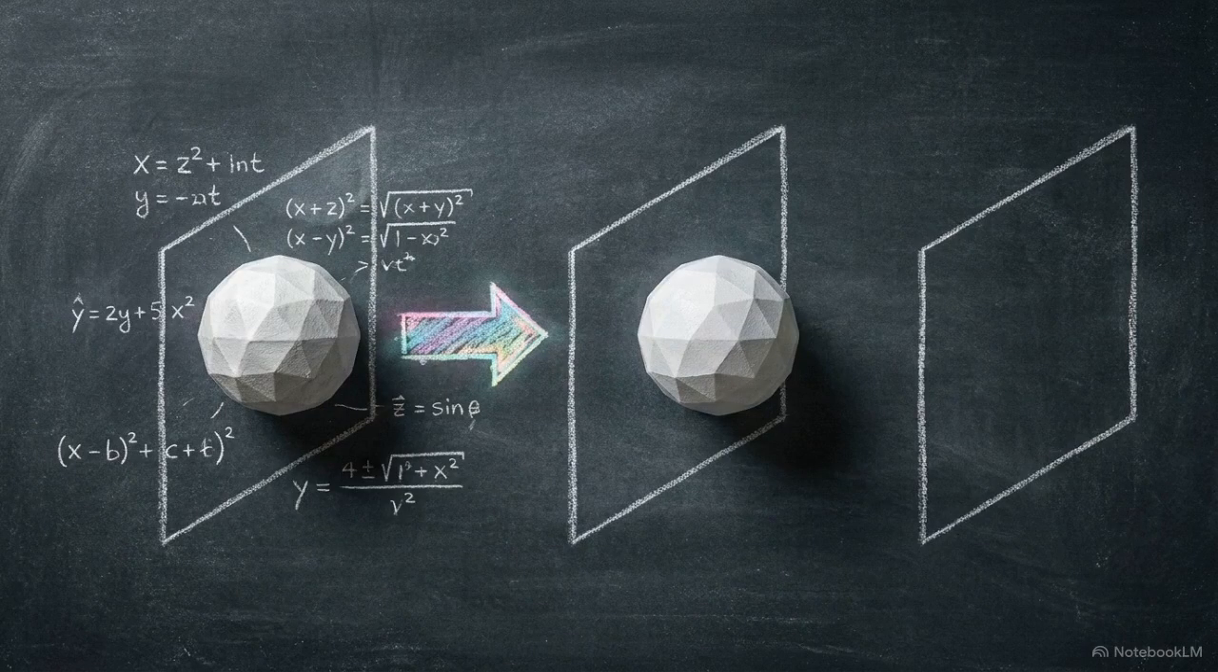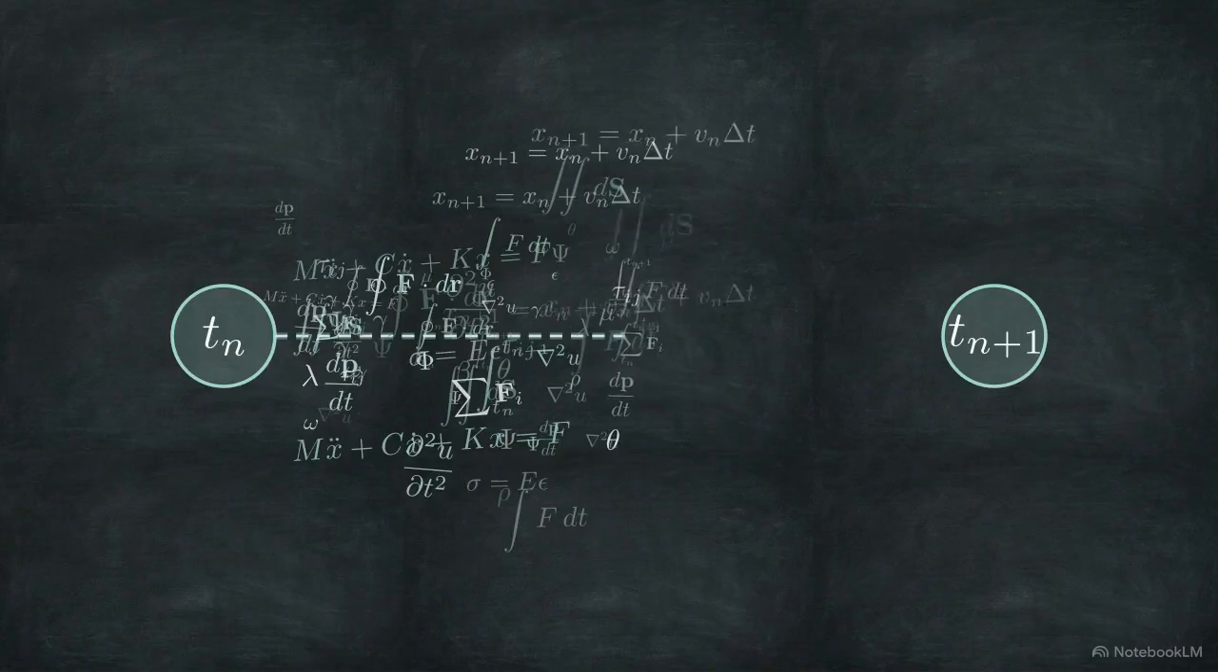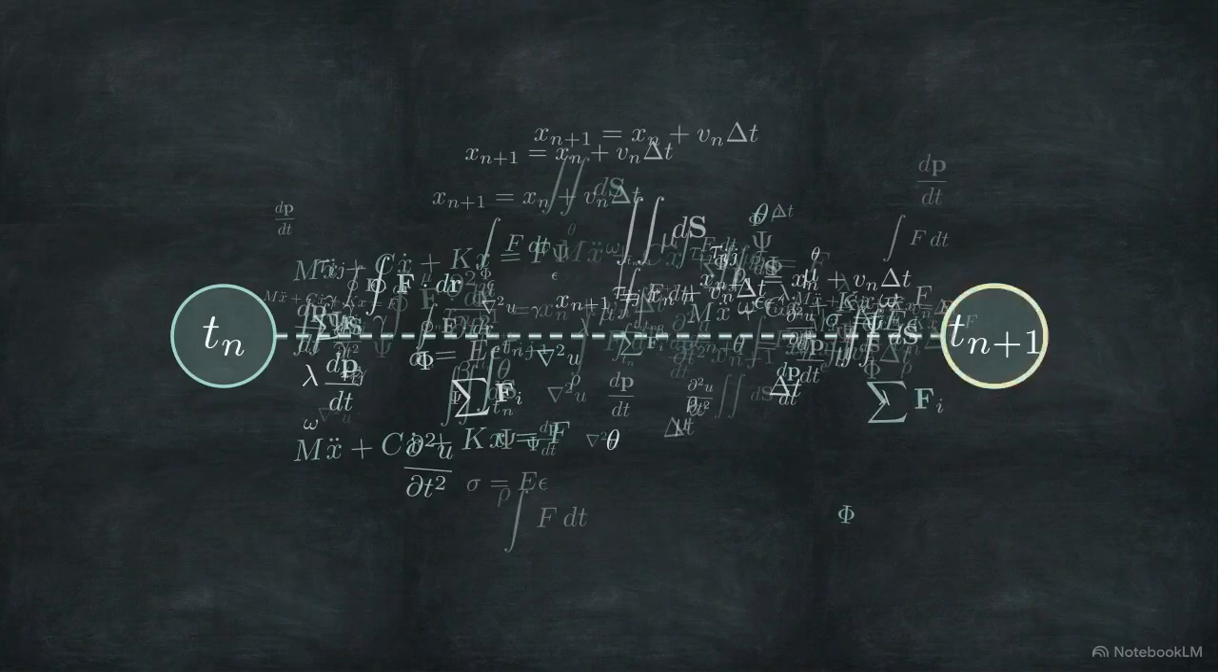The machine freezes time, calculates the exact state of the physics in that single moment, and then jumps forward to the next frame. Moving the simulation from one frozen data point to the next requires complex mathematical integration.